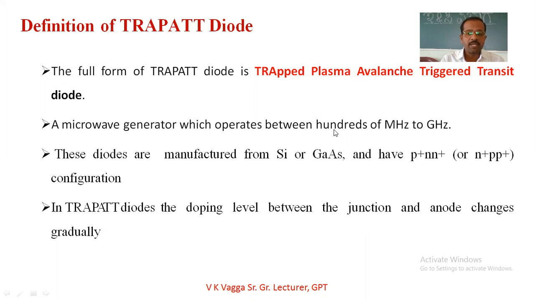It operates from hundreds of megahertz to hundreds of gigahertz. These diodes are manufactured either from Si or from GaAs, and have a P plus N plus or N plus P plus configuration. In this, the doping level between the junction and the anode changes gradually. This is the introduction to the TRAPATT diode.